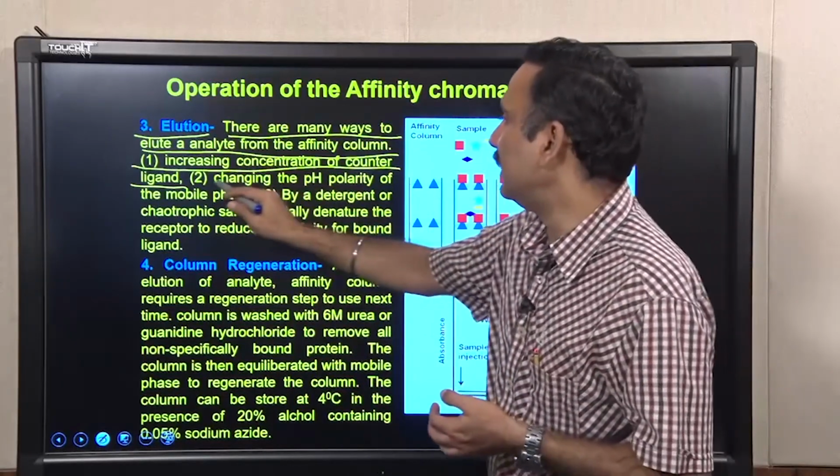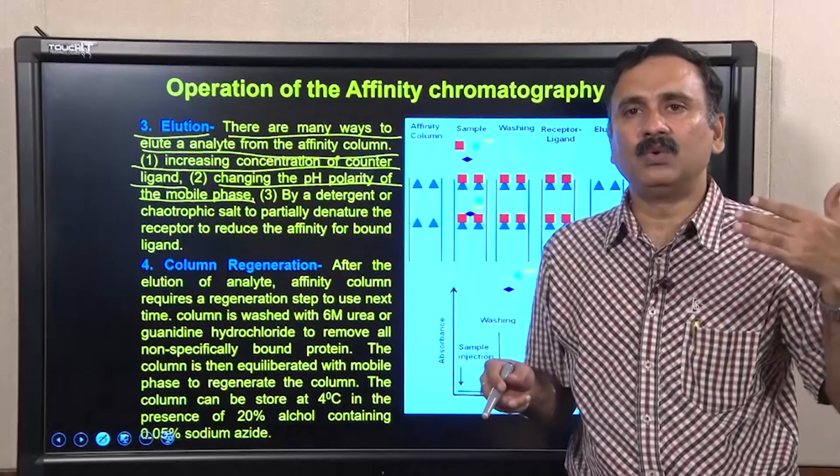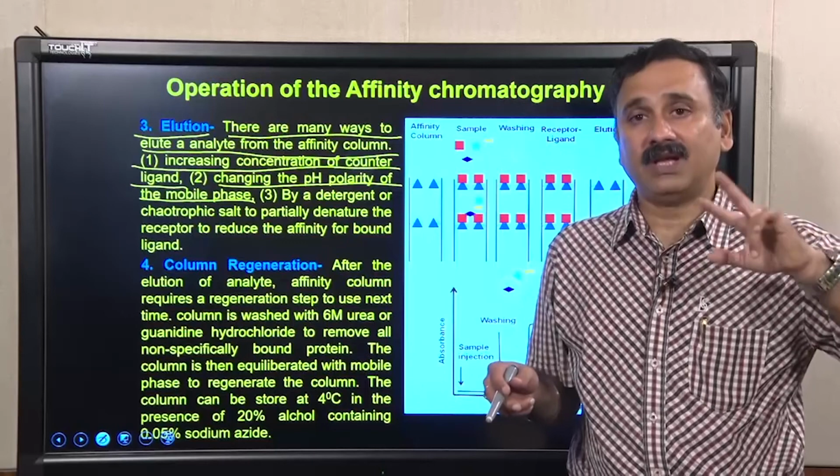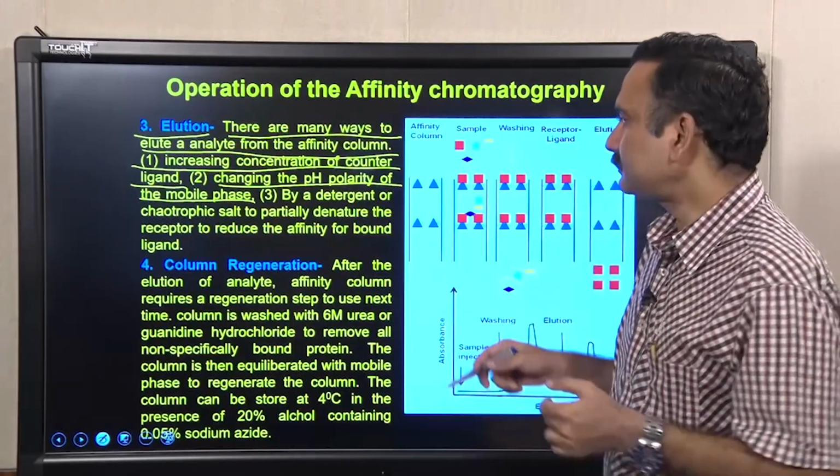The second is you can change the pH or the polarity of the mobile phase. If you do so, then you are going to disrupt the salt bridge interactions, hydrogen bonding and van der Waals interactions, and that is how it is also going to affect the interaction or the affinity of the receptor to the ligands.